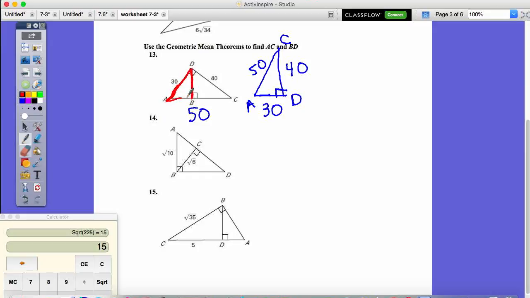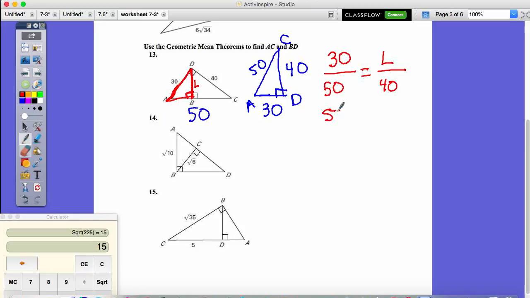Now I can take this right triangle right here, and I can see that this is the shorter leg, this is the hypotenuse, this is the longer leg. This longer leg, I'm going to call L for right now, is what I want to find. So I can set up a proportion. I can take the hypotenuse of the smaller triangle, compare it to the hypotenuse of the larger triangle. Then I can take the leg that I want to find of the smaller triangle, compare it to the larger leg of the larger triangle.